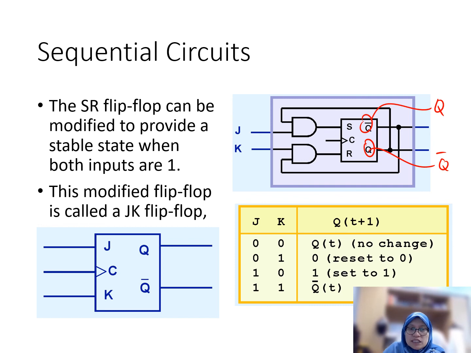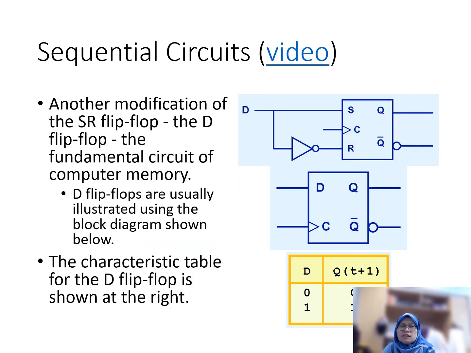So this modified flip-flop is what we call the JK flip-flop. In the JK flip-flop characteristic table, the first 3 conditions, 0 0, 0 1, and 1 0, follow the same states as the SR. Except that on the fourth state, J is 1 and K is 1, it would follow Q bar T.